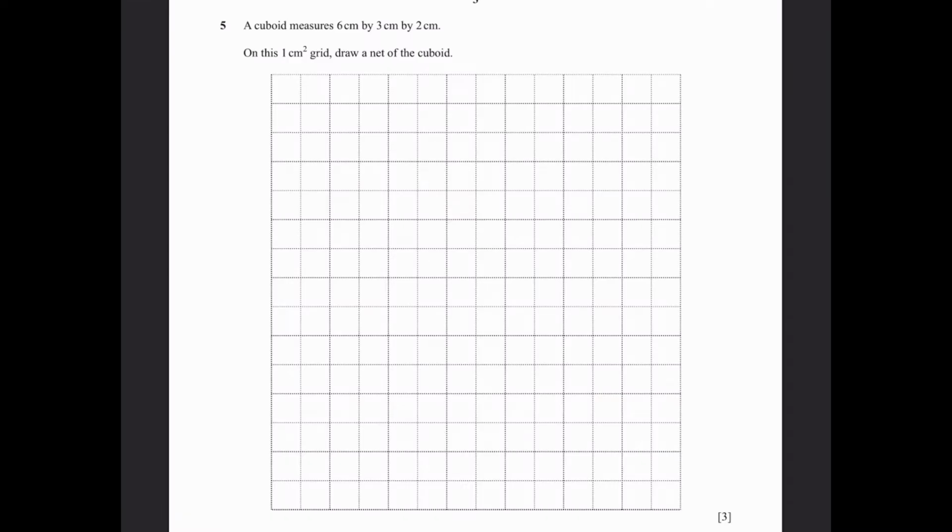Question 5. A cuboid measures 6 centimeters by 3 centimeters by 2 centimeters. On this 1 centimeter squared grid, draw a net of the cuboid. To make this question easier, I'm just going to draw the actual cuboid first. So we have a normal cuboid. I'm going to draw like this. And done. So this is just a normal drawing of a cuboid. So we have 6 centimeters right over here, and then we have 3 centimeters, 2 centimeters. This is pretty much the cuboid.